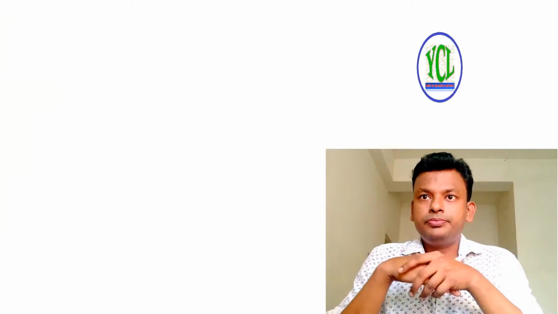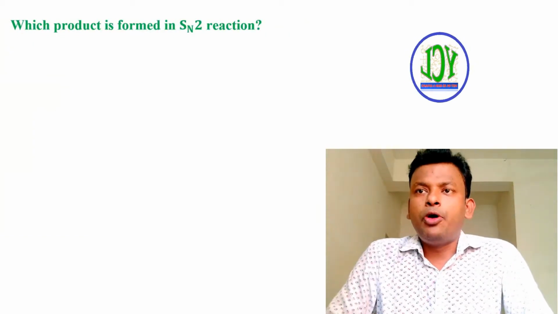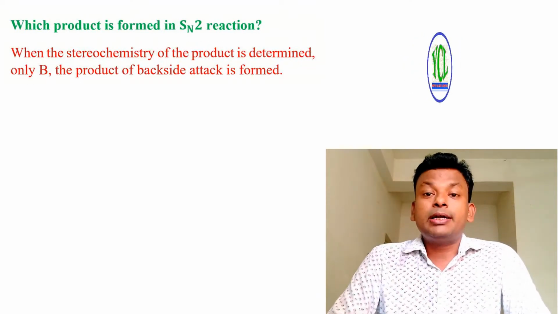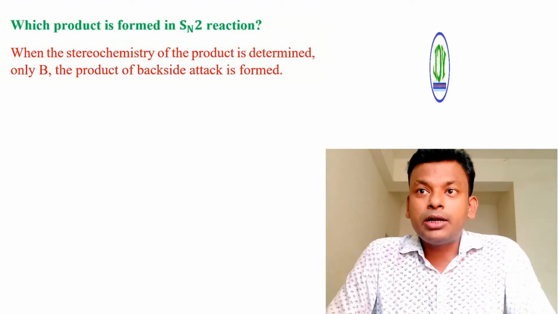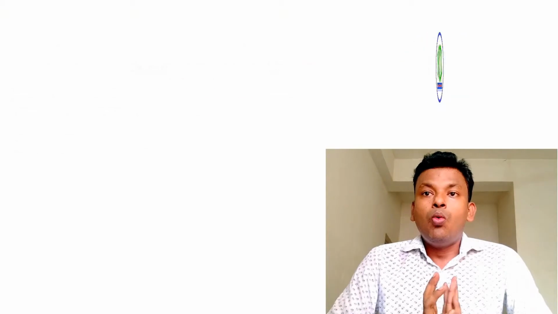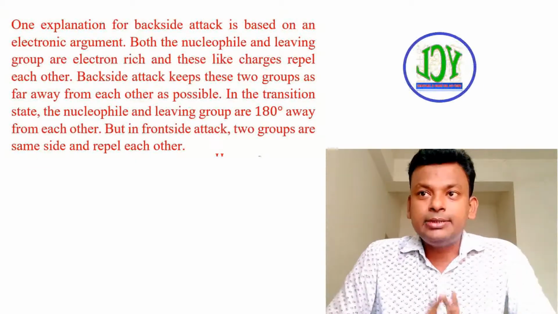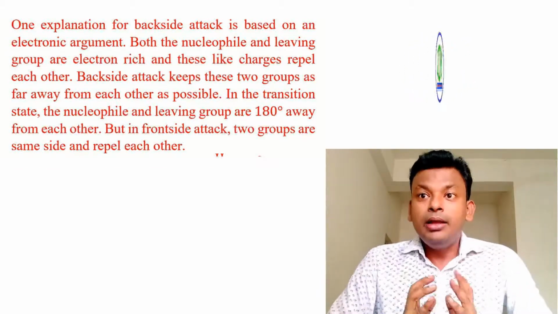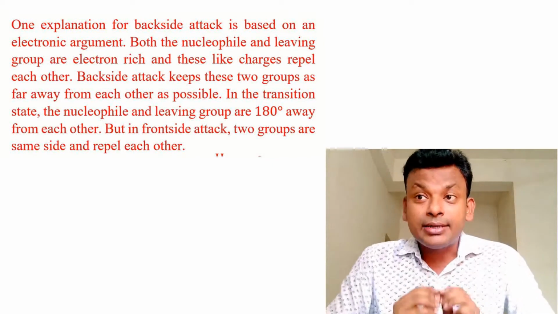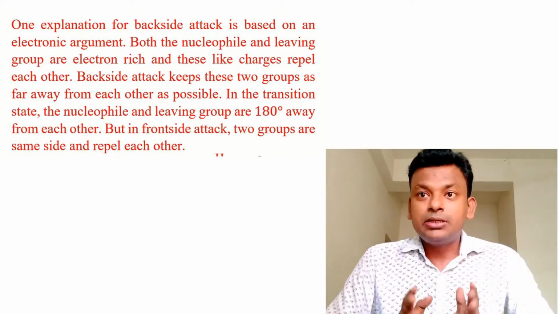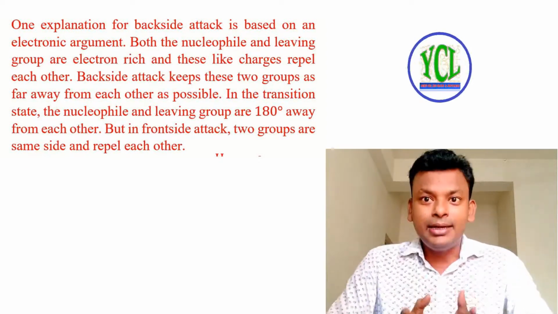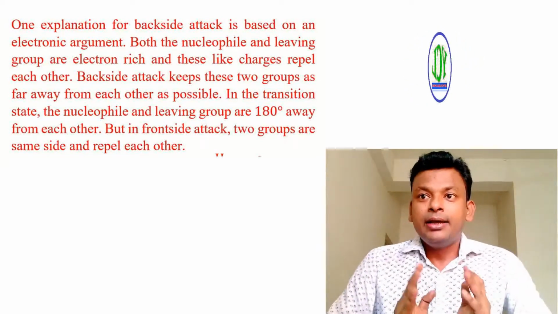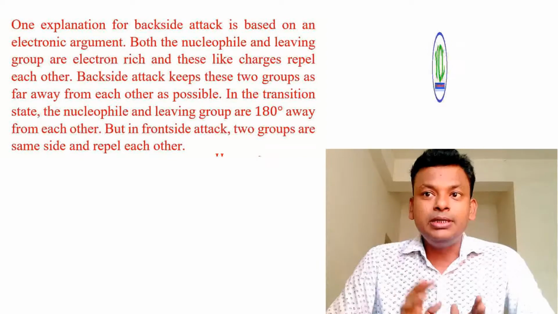And next, which product is formed in an SN2 reaction? When the stereochemistry of the product is determined, only B, the product of backside attack, is formed. One explanation for backside attack is based on an electronic argument. Both the nucleophile and leaving group are electron rich and these like charges repel each other. That means the nucleophile and leaving group are negatively charged, the same charge. Backside attack keeps these two groups as far away from each other as possible.